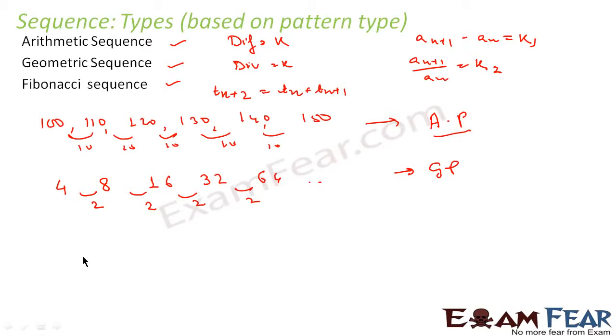Now let's take an example of Fibonacci series. We have 0 and then 1. 0 plus 1 is equal to 1, 1 plus 1 is equal to 2, 1 plus 2 is equal to 3, 3 plus 2 is equal to 5, 5 plus 3 is equal to 8, 8 plus 5 is equal to 13, 13 plus 8 is equal to 21, 21 plus 13 is equal to 34, 34 plus 21 is equal to 55. You keep increasing this. So this kind of sequence is called Fibonacci series.